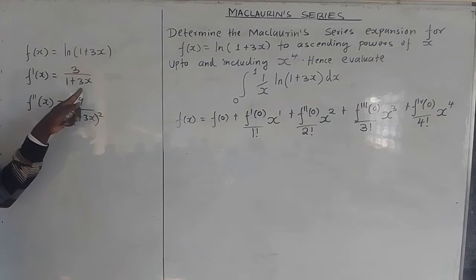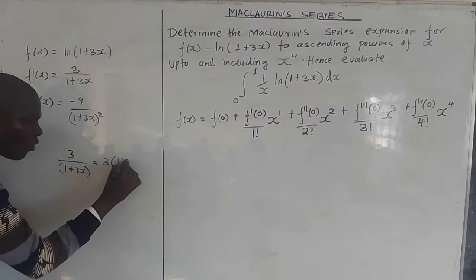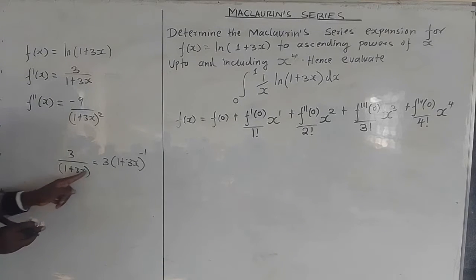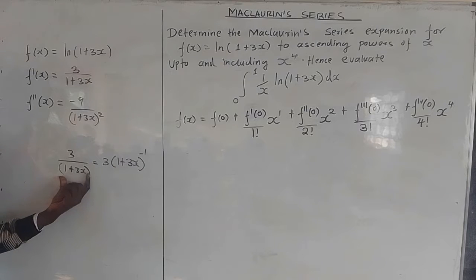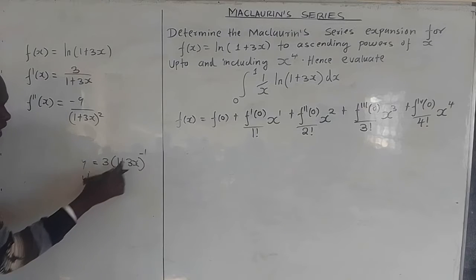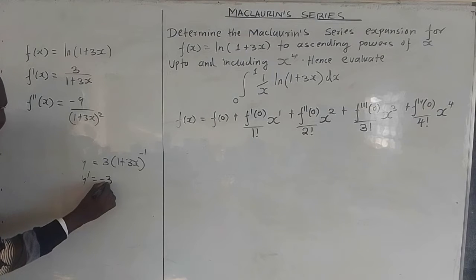So look at this, 3 over 1 plus 3x. If you have 3 over 1 plus 3x, this can be written in the form 3 into 1 plus 3x raised to negative 1. You see that negative 1 means reciprocal. Meaning you removed it from the denominator. So 3 over 1 plus 3x can be expressed like this: 1 plus 3x in the denominator, if you bring it to the numerator, is raised to negative 1 to imply reciprocal. So from here, if you say this is your function y, if you differentiate y, it is the power rule. Negative 1 times 3, so you get negative 3.